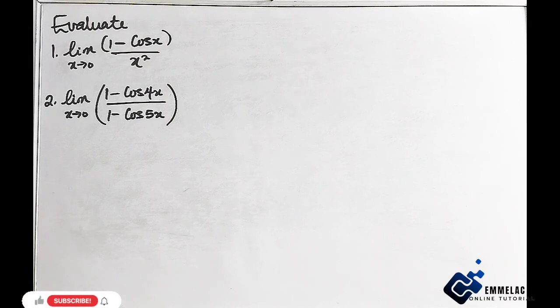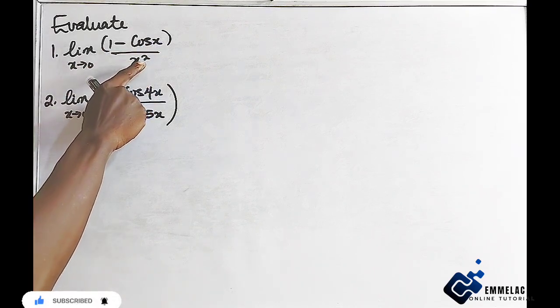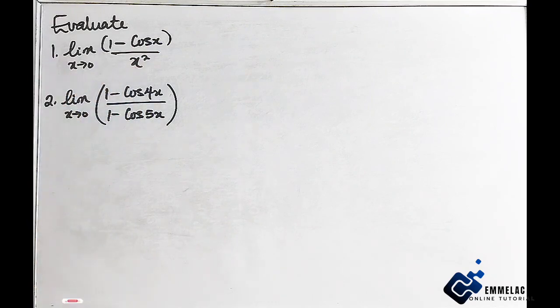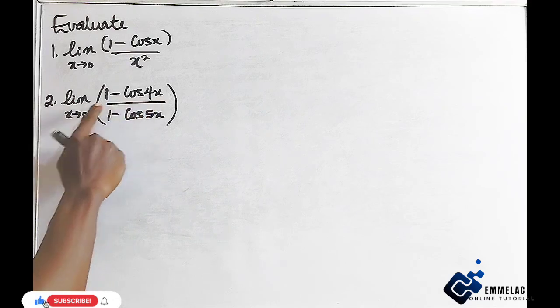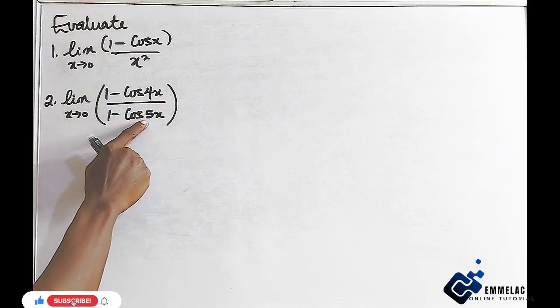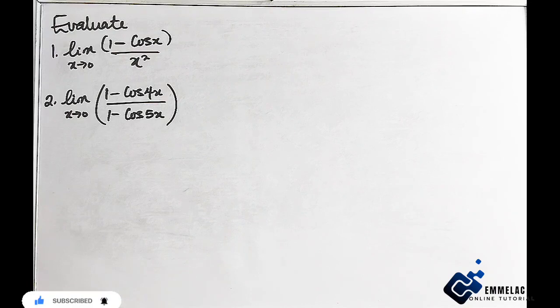Now let us consider these questions in limit of a function. It says evaluate the limit of 1 minus cos x all over x raised to the power of 2 as x tends to 0. And number 2, the limit of 1 minus cos 4x all over 1 minus cos 5x as x tends to 0. Now as we solve this, we'll be encountering some functions that have their original rule or formula.